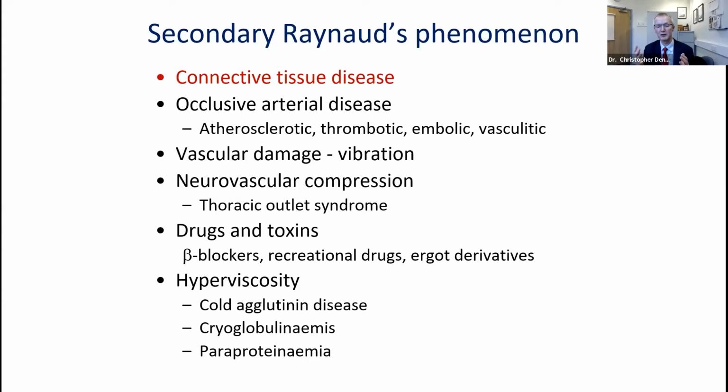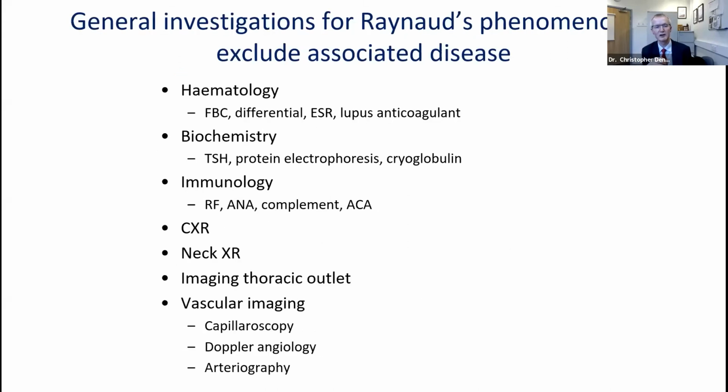I've talked about beta blockers, various drugs that might be used, in particular, of course, recreational drugs and sympathomimetics can induce Raynaud's attacks. And then, of course, there are those important hematological causes that don't necessarily cause Raynaud's, but it may be more acrocyanosis, so cold agglutinin disease, cryoglobulinemia, paraproteinemia with hyperviscosity. So these patients may present with acrocyanosis rather than clear Raynaud's attacks, but again, an important differential diagnosis.